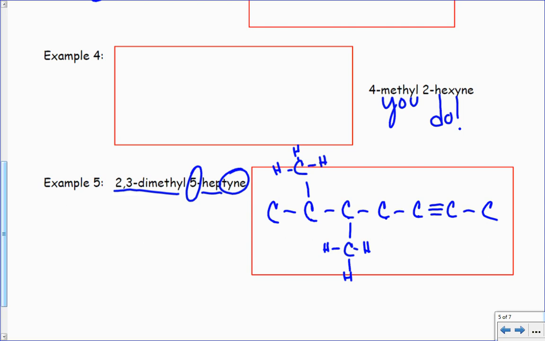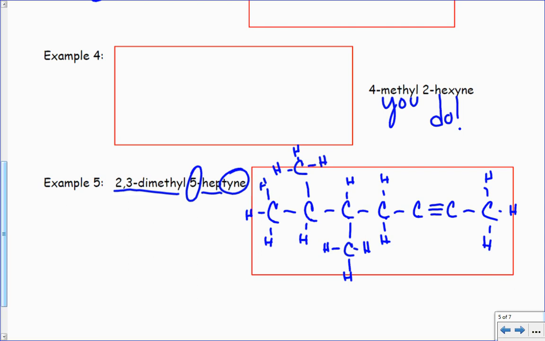See, bond up my carbons. Now make sure each carbon has 4 bonds. This one needs 3. This carbon needs 1. This carbon needs 1. This carbon needs 2. This carbon has 4. This carbon has 4. The last carbon needs 3. And we just drew it out based on its name.